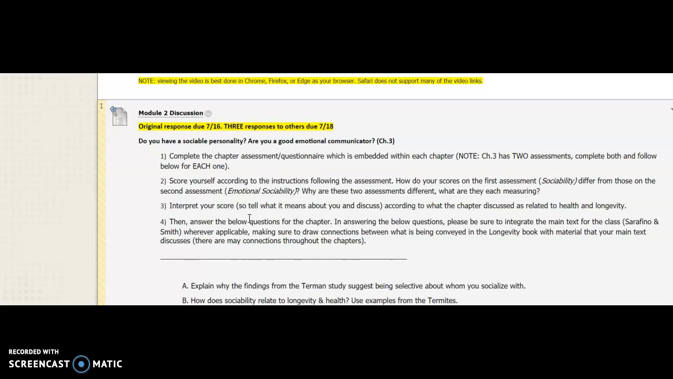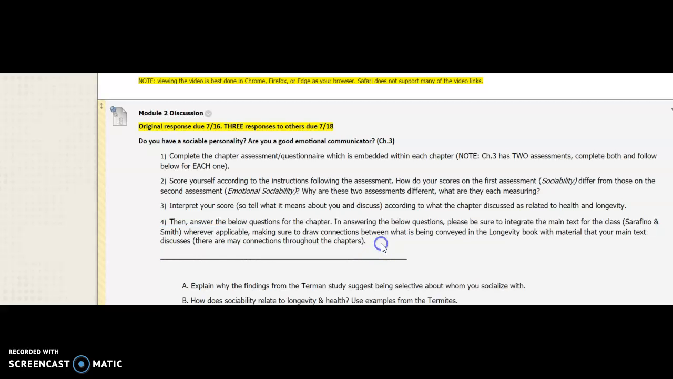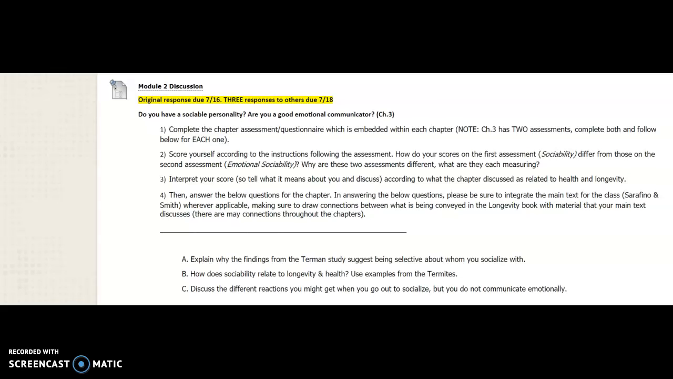Your discussion for this module centers around looking at the term and data in the longevity project, and what does it mean to have a sociable personality and be a good communicator? How does that affect your health? And now I see that this window is sort of cutting off. I wonder if I can move it. There we go.